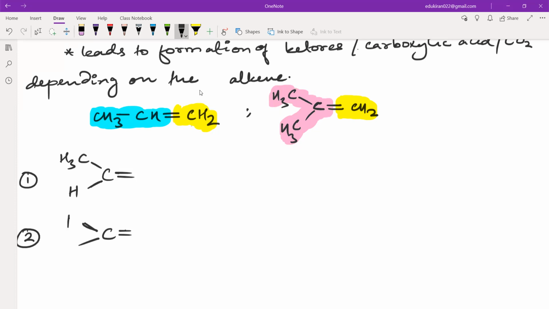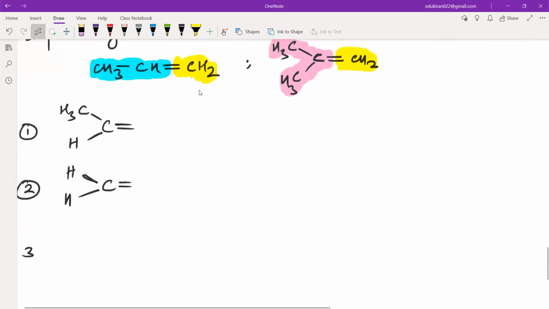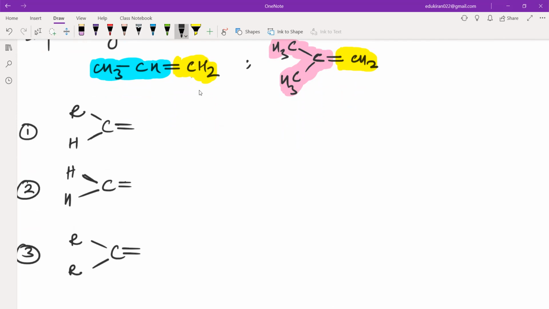Hydrogen. Both are hydrogen, right? Third, look at that carbon atom in the pinkish color. So C double bond C. Now tell me, it is attached with CH3s, right? So instead of CH3, I can write an alkyl group, generally speaking. So these are the three types of carbon atoms that you can see in doubly bonded carbon atoms, which are alkenes.